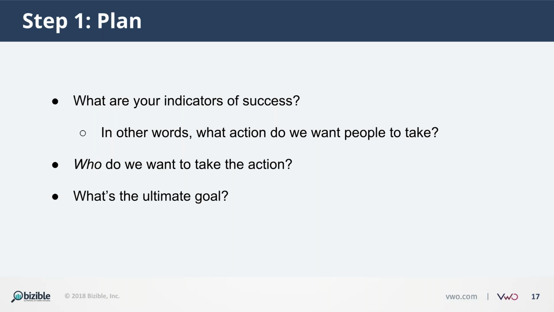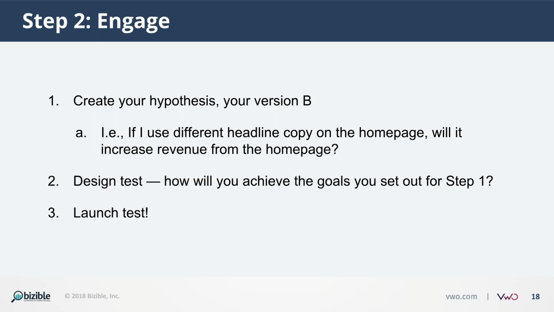Step 2 is engage, and this is an area where I think VWO can bring a ton of expertise. There's a lot that goes into actually launching a test and experiment optimization, but here's the very broad outline. You create your hypothesis. In our case, it was, if I use different headline copy on the homepage, will it increase revenue sourced from that homepage? Step 2 is designing a test, and 3 is launching it. Again, VWO is the experts here.